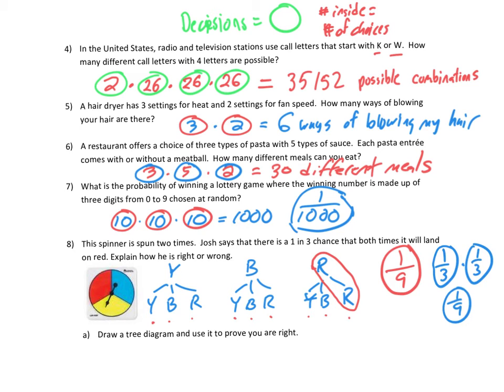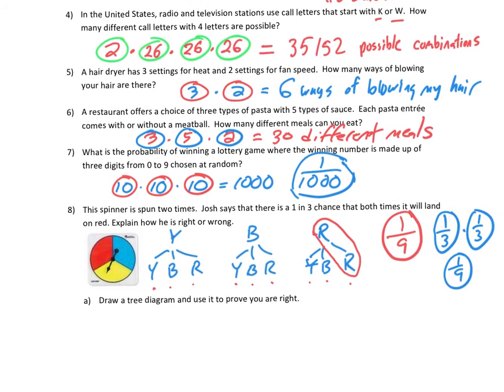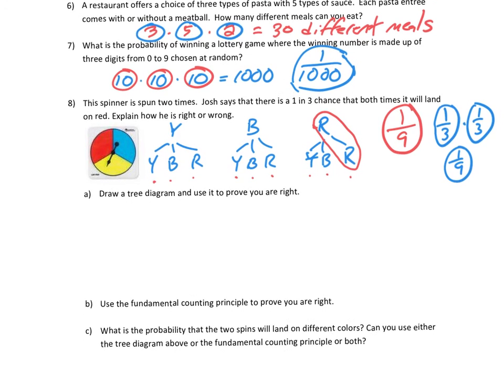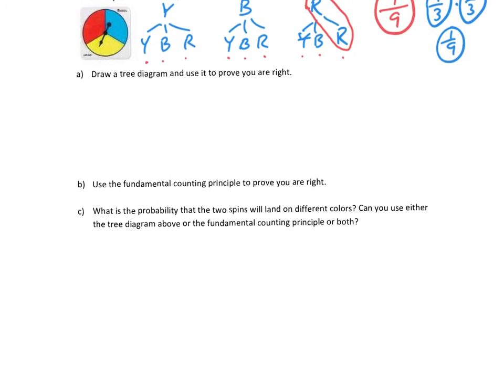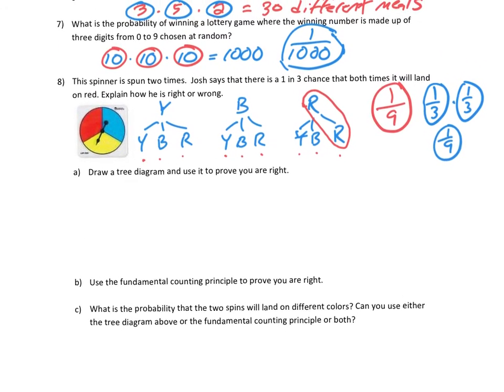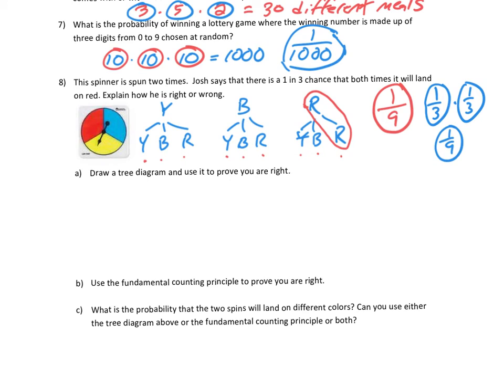For probability, we could just as well use a tree diagram, and we basically did that in part A. So we just did 8A, and we also just did 8B. I wrote it up here using the fundamental counting principle to prove you're right. What is the probability that 2 spins will land on different colors? This is where it's really easy to use the tree diagram that we already wrote in here.